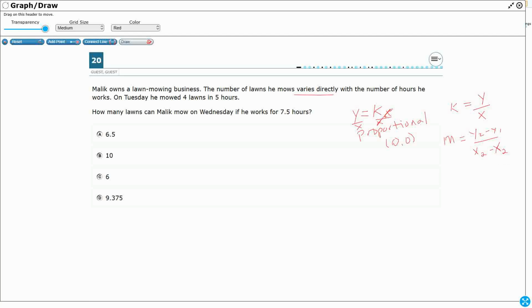All right, so let's look at what they give us. The number of lawns that he mows varies directly with the number of hours. Okay, so this order is very important. Number of lawns is going to be our y. That's going to be our dependent variable because it varies directly, or it depends on how long he's working. So this is going to be our x, or our independent variable.